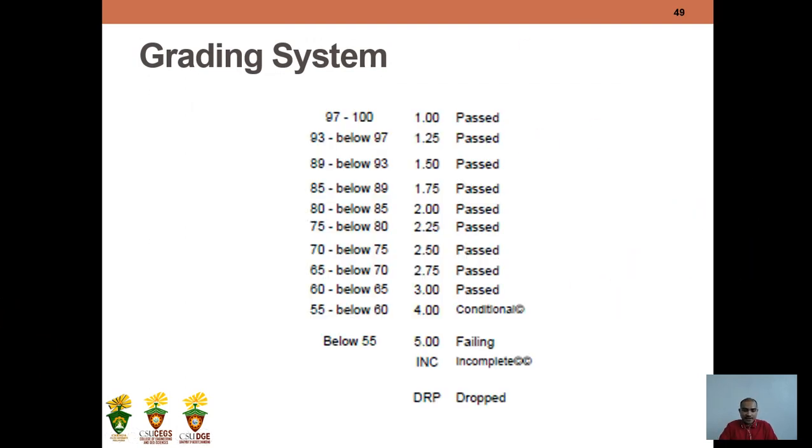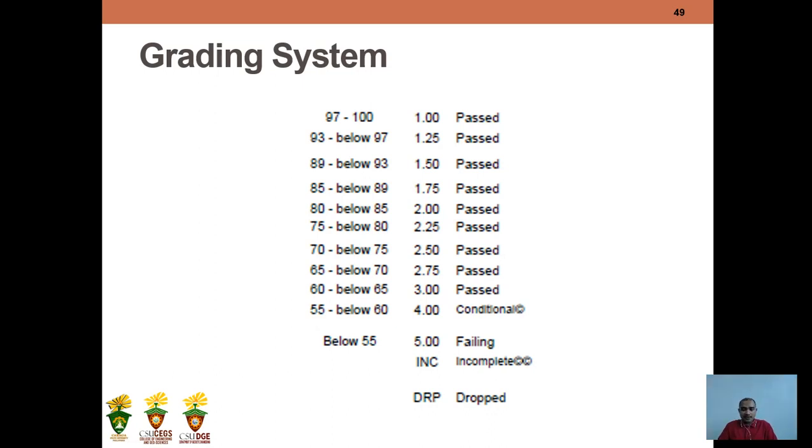Then for the grading system, this is the official grading system nga atong gi-adapt for the college-wide or the university. So 97 to 100, flat 1, 93 to 97, 1.25, 89 to 93, 1.5, 85 to 89, 1.75, 80 to 85, 2, 75 to 80, 2.25, 70 to 75, 2.5, 65 to 70, 2.75, then 60 to 65, passing score, 3.